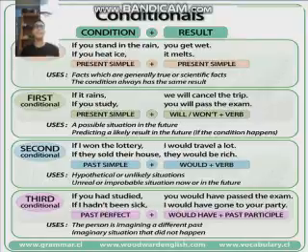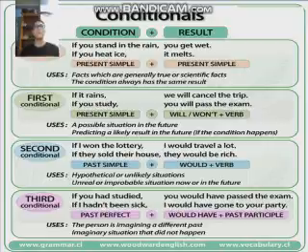Do you want to know everything about conditionals in English? Here I explain everything you need to know to form and use them. But first, a little introduction.